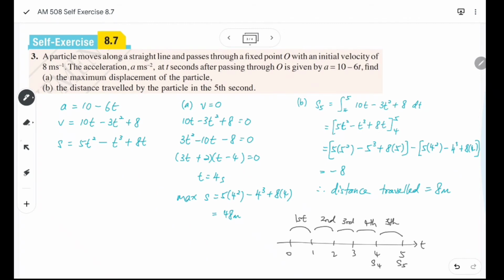Therefore, we can use integration of the velocity function from 4 to 5. And by integrating it, we will get negative 8. So it means that we travel toward the left 8 meter. So distance is always positive, it's a scalar quantity. So distance traveled is 8 meter. So from t equals to 4 until t equals to 5, we are moving to the left 8 meter. So the distance traveled is 8 meter.